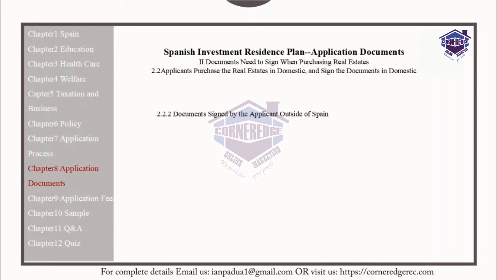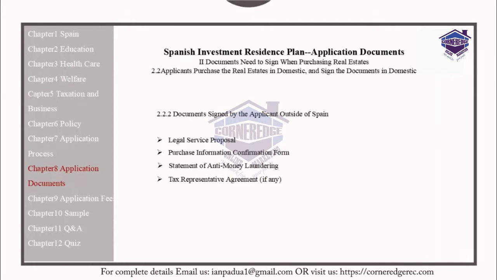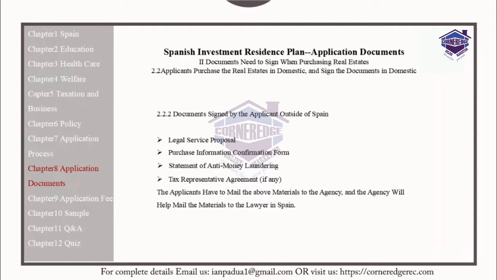Some documents can be signed by the applicant outside of Spain. These include the legal service proposal, the purchase information confirmation form, the statement of anti-money laundering, the tax representative agreement, if they so choose to make one. The applicants must mail the above materials to the agency, and the agency will help mail the materials to their lawyer in Spain.